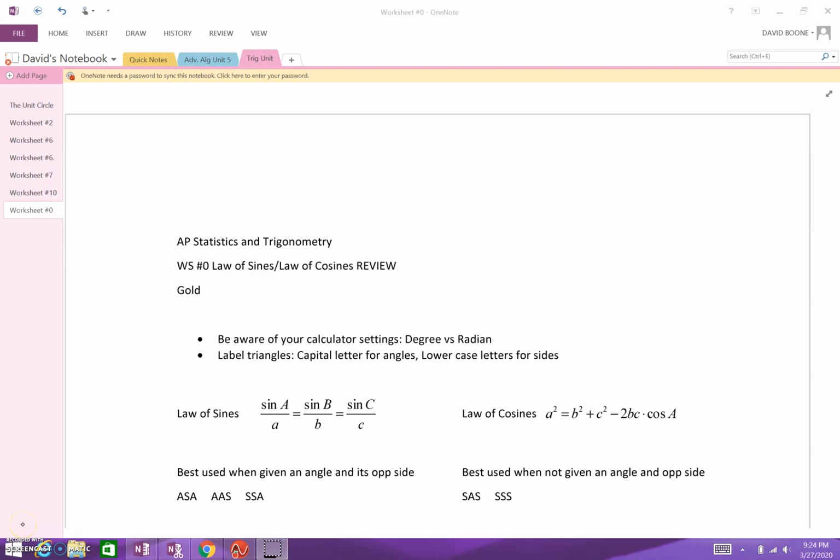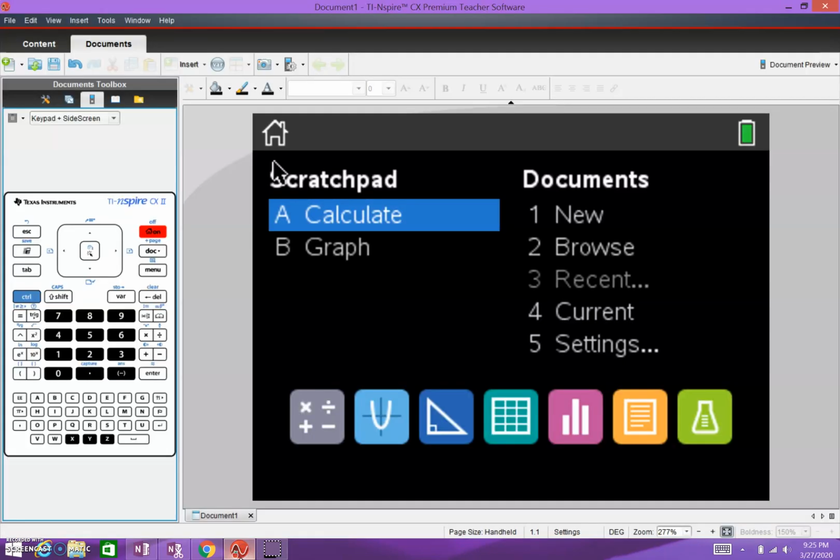All right, welcome to Distance Learning and Worksheet 0, which is intended to be a review of law of sines and law of cosines that was taught in advanced algebra. So, first things first, we want to make sure that we understand our calculator settings, in that we know when to be in degree versus radian mode. So just a quick check, make sure you know how to do that.